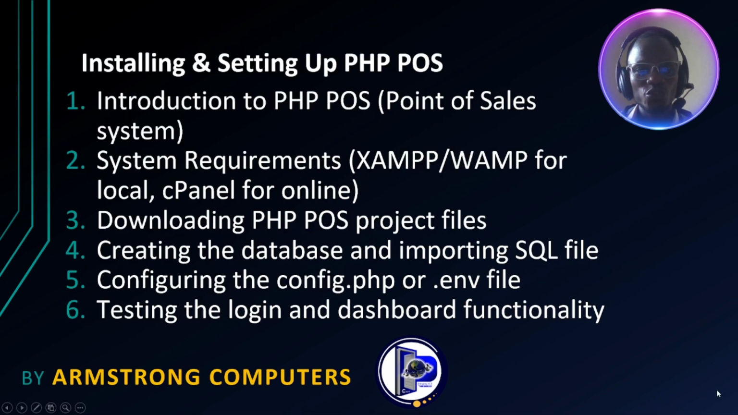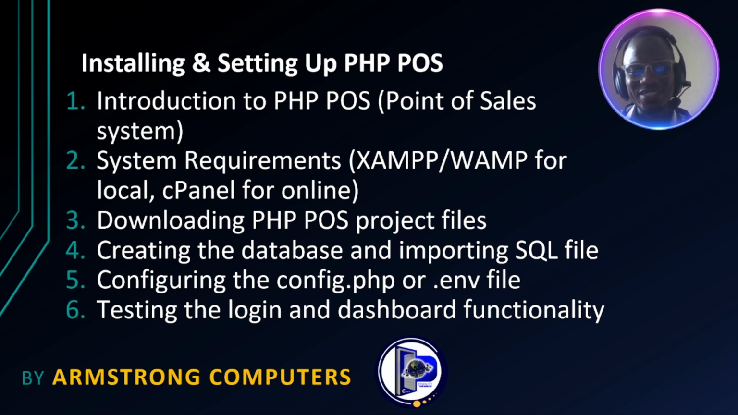Moving on, the next thing we'll be covering is installing and setting up the PHP point of sales. Under the installation, we'll be talking about installing the PHP point of sales system, and also how to set it up on some of the local servers. We'll look at how to set it up on XAMPP and WAMP for the localhost, and also on cPanel for online. So that's what we'll be looking at now.